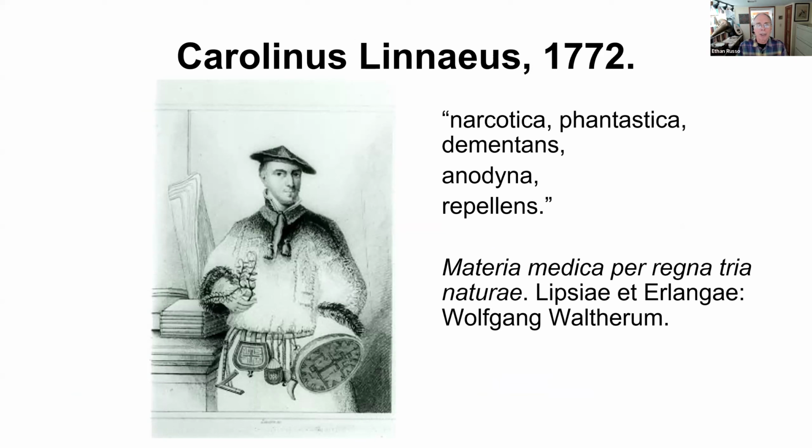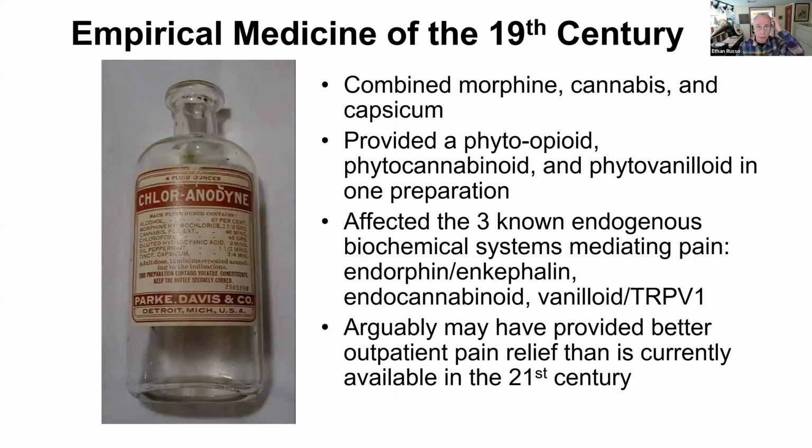Back to Europe, Linnaeus, of course, known in Sweden as Carolus von Linné, described cannabis in his book on Materia Medica, Narcotica, Fantastica, Dementans, Anodina, and Repellens. So, having a narcotic effect for sleep, producing visions, loss of memory, reducing pain, and repellent may refer to insect repellent properties.